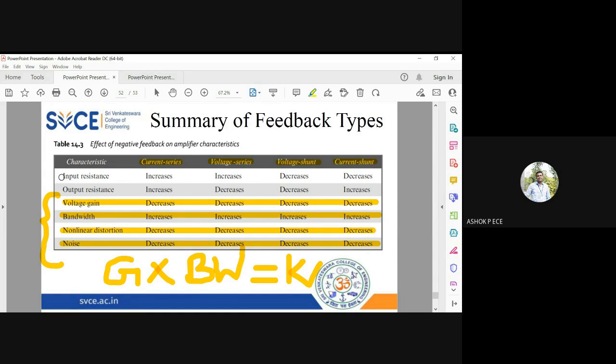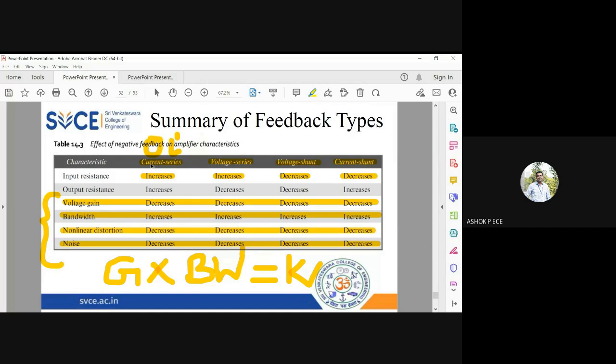Now see here, how to write input resistance and output resistance. Whenever you see a term like current series, in this notation, always the first term represents the output. First term is output, second term is input. Whenever you have a series at the input side, resistance is in series, so resistance will increase. See here: series increase, shunt decrease.